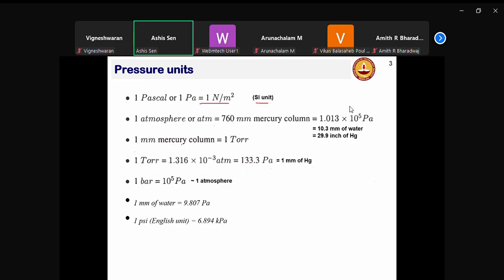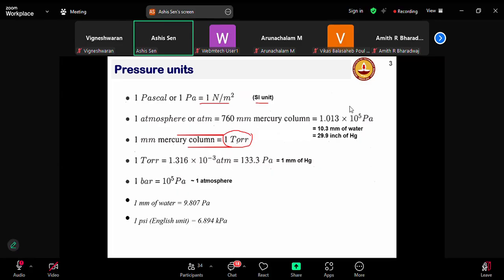1 mm of mercury column, that means density of mercury, which is 13.6 into 10 to the 3 kg per meter cube, into acceleration due to gravity, g, into 1 mm, that is 10 to the minus 3. That pressure is 1 torr of pressure. Now, this is another unit of pressure, 1 torr. Typically, vacuum pressure is noted in terms of torr, T-O-R-R.